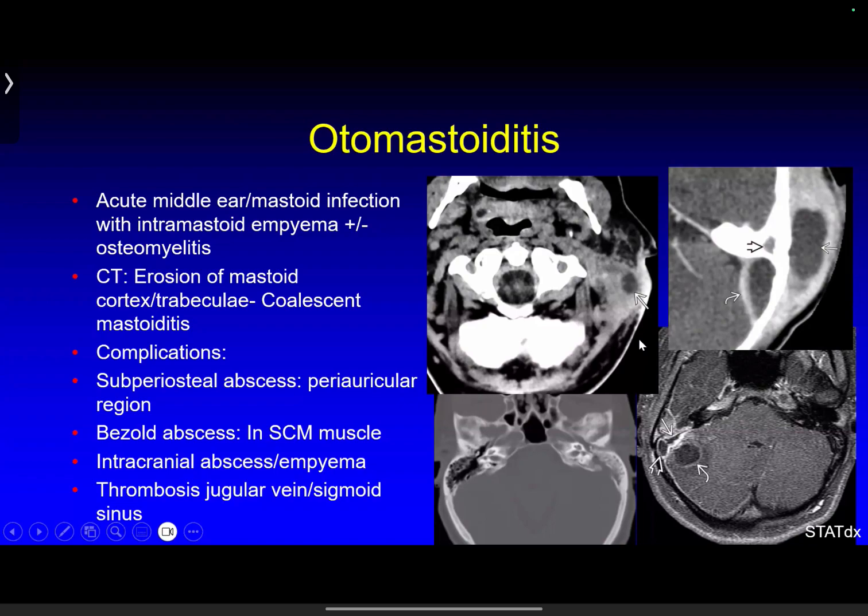A Bezold abscess is an abscess within the sternocleidomastoid muscle, so more inferiorly, and it's usually due to an erosion along the mastoid tip. You can have intracranial complications. This is a patient showing a cerebellar abscess with surrounding edema, meningeal enhancement consistent with meningitis, and a filling defect within the right sigmoid sinus consistent with dural venous sinus thrombosis.